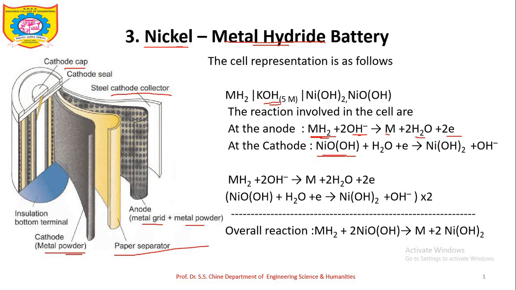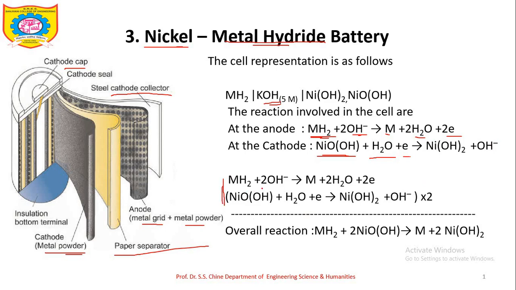So at the cathode, what will be the reaction? This nickel oxyhydroxide is acting as a cathode, plus H2O plus this electron forms the nickel hydroxide plus OH minus. Okay, so these are actually twice. This reaction is for 2 times, means twice of nickel oxyhydroxide plus twice of H2O plus twice of electron gives twice of nickel hydroxide plus twice of OH minus. So in that way the reaction is written here.